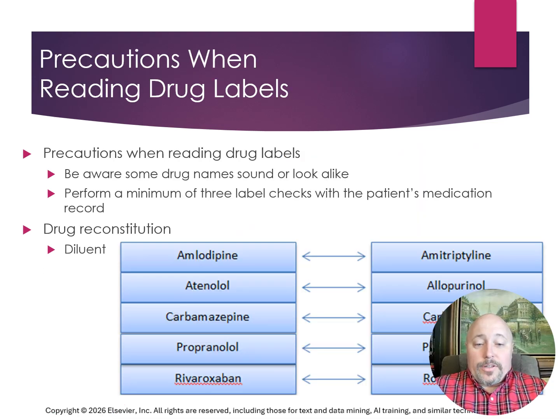Also, when reading drug labels, we want to be aware of some of those sound-alike, look-alike medications, such as atenolol and allopurinol. Those are very different medications. One is a beta blocker, another is a medication used to treat gout, prevent uric acid buildup. While they do sound similar, they are very different medications.